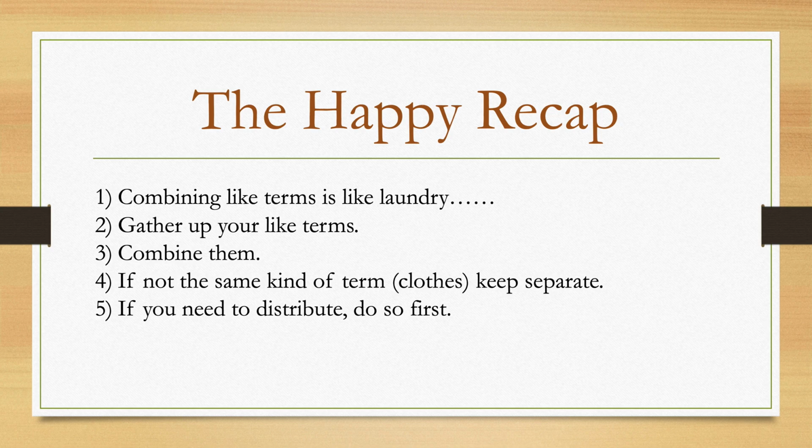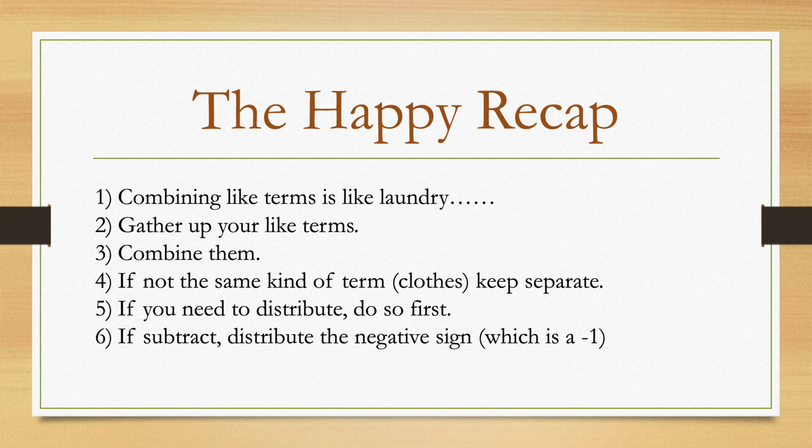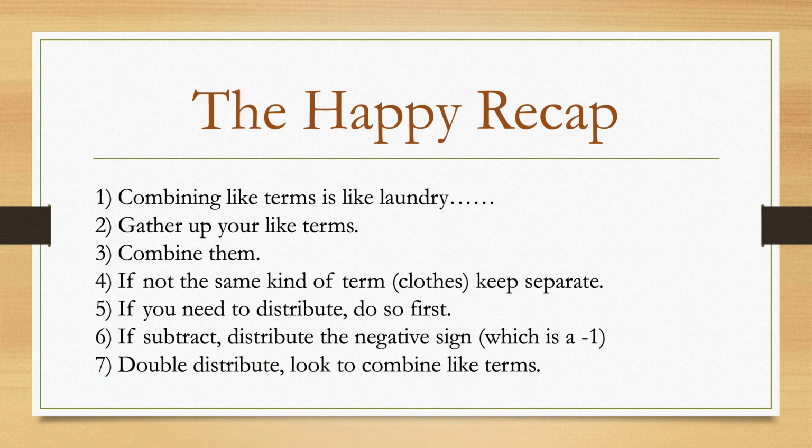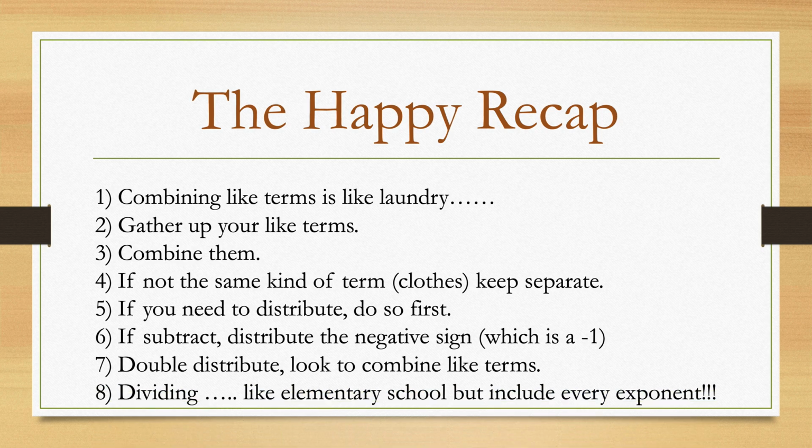Now, if you get a problem where you have numbers in front of the parentheses with combining like terms, you have to distribute first. If it's subtraction, make sure you distribute the negative sign, which is a -1, and you are negating everything. For number 7, double distribute. Make sure you look to combine like terms. When you're multiplying a pair of binomials, you're going to double distribute, and then look for those terms in the middle that you can combine. And number 8, it's dividing, and it's like elementary school long division, but you have to include every exponent. So you have to put in like 0x cubes or 0x's if you should skip any of those.